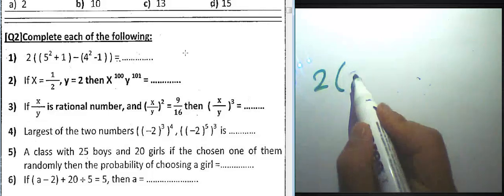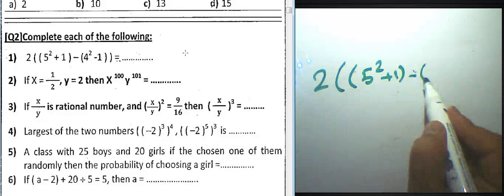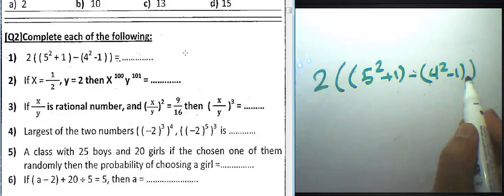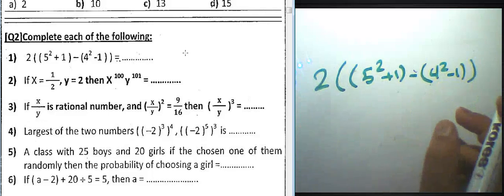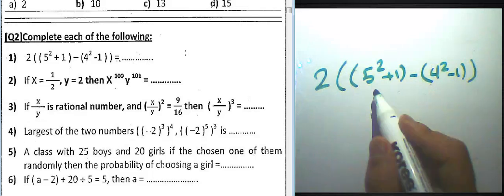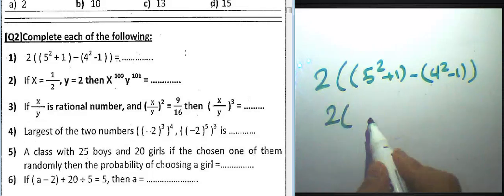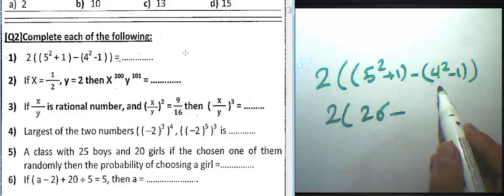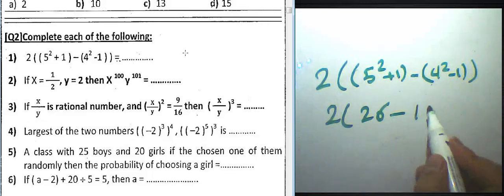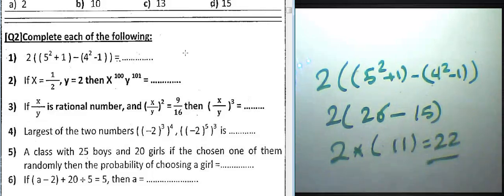To find the result of 2 multiplication (5 power 2 plus 1) subtract (4 power 2 subtract 1). Parentheses first, then exponent. 5 power 2 equals 25, 25 plus 1 equals 26. 4 power 2 equals 16, 16 minus 1 equals 15. 2 multiplication by the subtraction of 26 and 15, it will be what? 26 minus 15 equals 11, 2 times 11, the result will be 22. Okay.